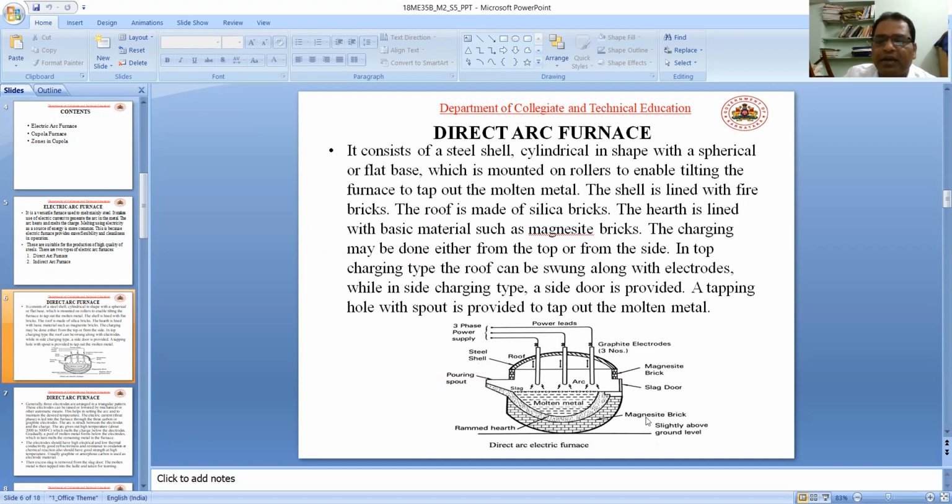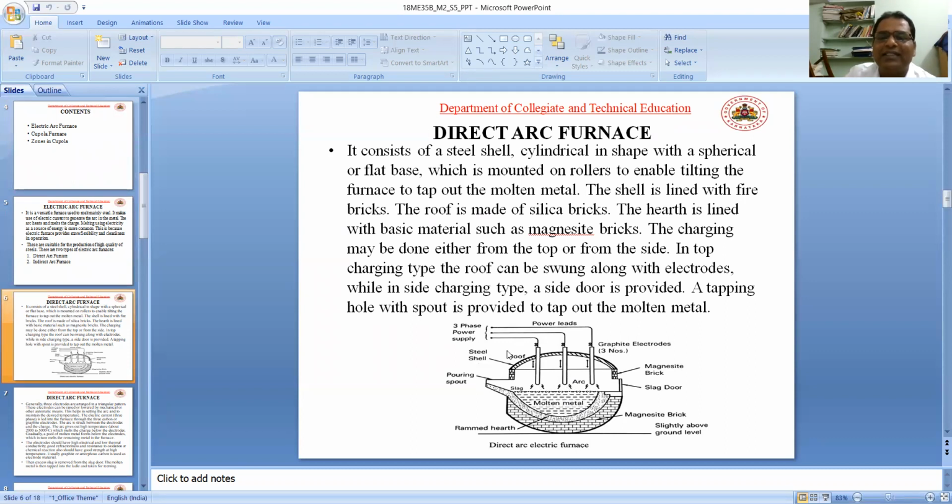Direct arc furnace diagram. Magnetic brick bedding is there. Rammed bottom hearth is there. Slag door is there. Magnetic brick is here. Three graphite electrodes are there, which you can raise and lower. Steel shell roof is there. Three holes are provided to insert the graphite electrodes, and a pouring spout is there. This is the molten metal pool. These are the construction features of the direct arc furnace.